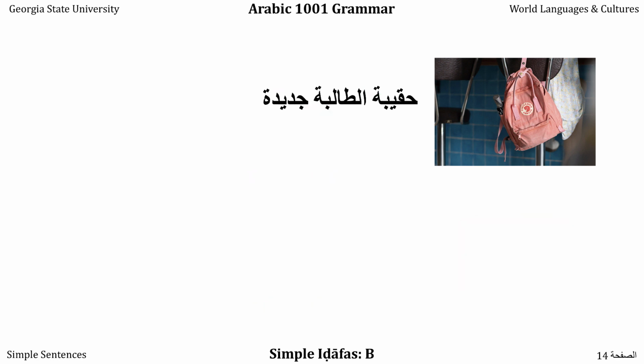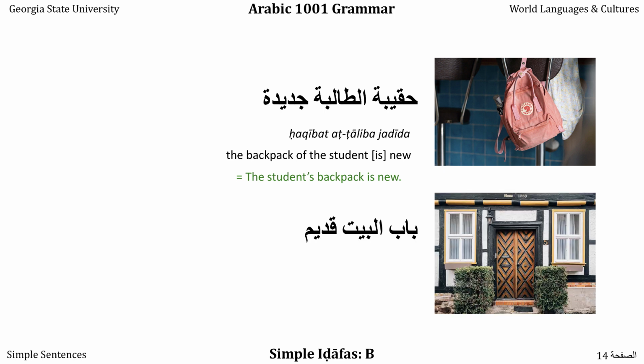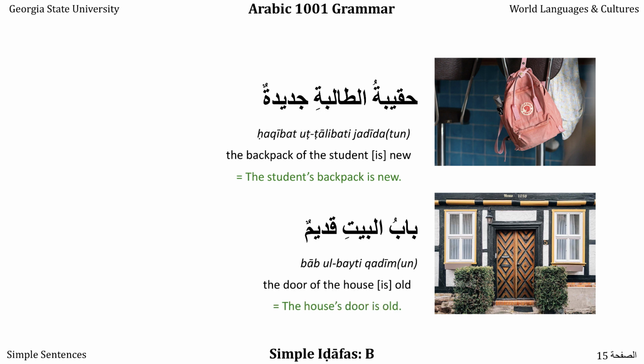We compare haqibat at-taliba jadida, the student's backpack is new, up with a masculine object and say bab al-bayt qadim. If we put them in full form, haqibat and bab both get single dhammas because they're definite, because they're owned, and because they're first words in an idafa, they're by default in the marfu' case. At-taliba and al-bayt get single kasras because they're non-first words in an idafa and therefore in the majrur case, and they both have alif lam, so they're definite, whereas jadida and qadim both get tanween ad-dam, and the khabar of the sentence is by default in the marfu' case, and both of them are indefinite.